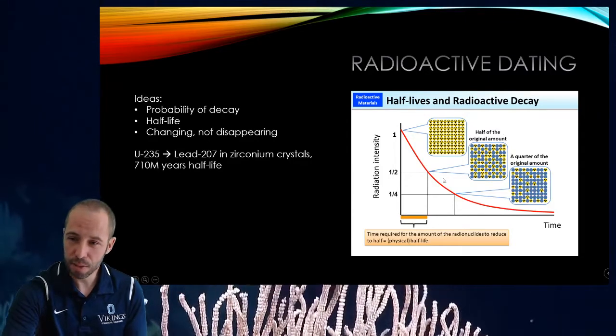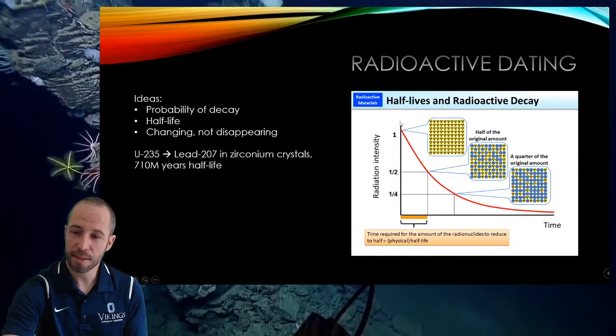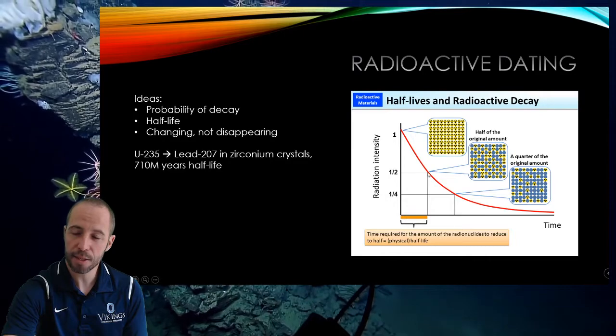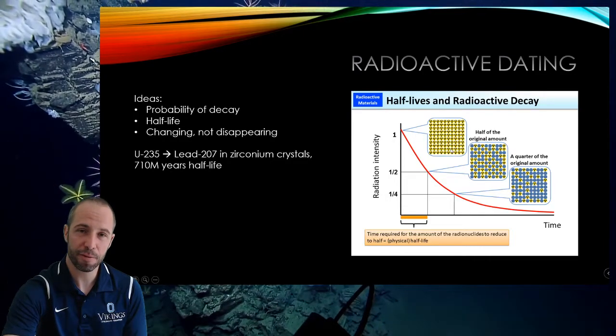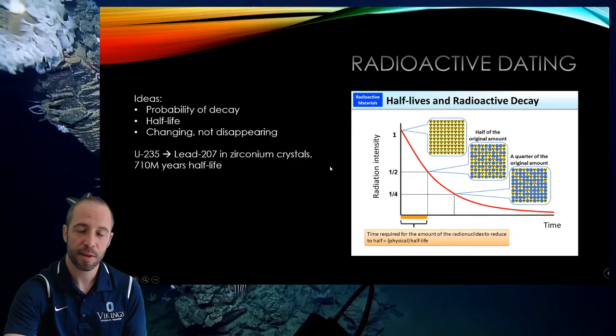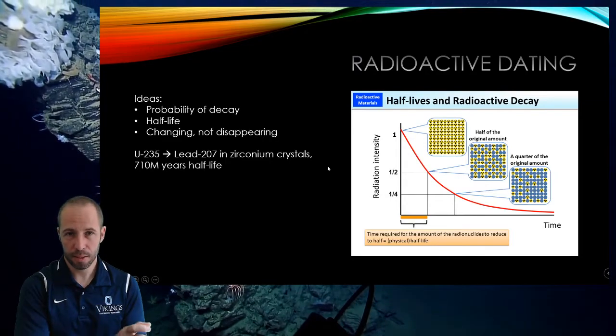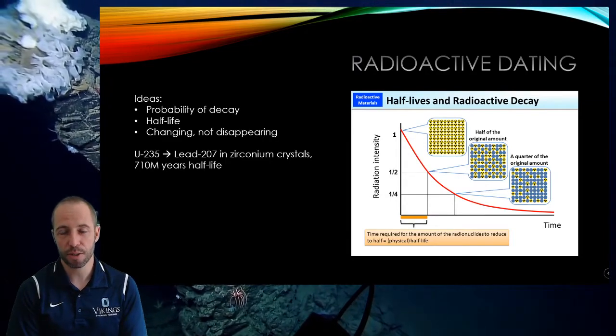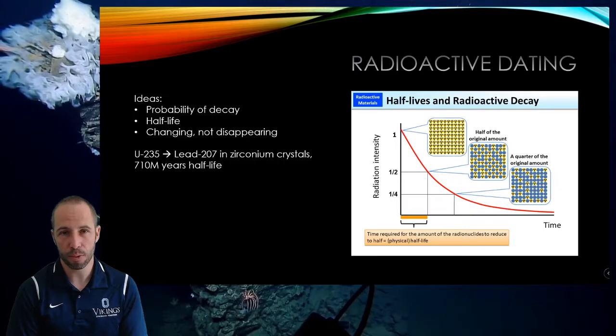And so what we can do is track as the uranium goes down and as lead starts to show up in the crystal. You can figure out how old that zircon crystal is, from the point at which it went from liquid to a solid crystalline structure. So you can use these to date how old rocks are.